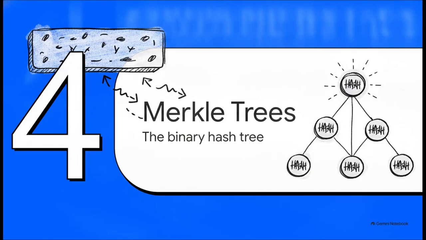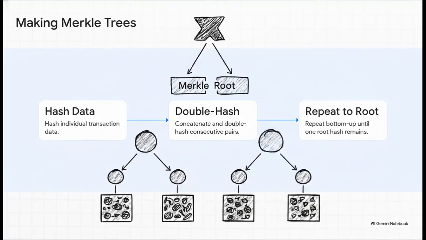Okay, Section 4. Unpacking Merkle trees, the binary hash tree. Let's jump right back into that 80-byte header to unpack my absolute favorite component of this whole system, the Merkle root. A Merkle tree is just a clever way to efficiently summarize huge sets of data. Here is the three-step process.